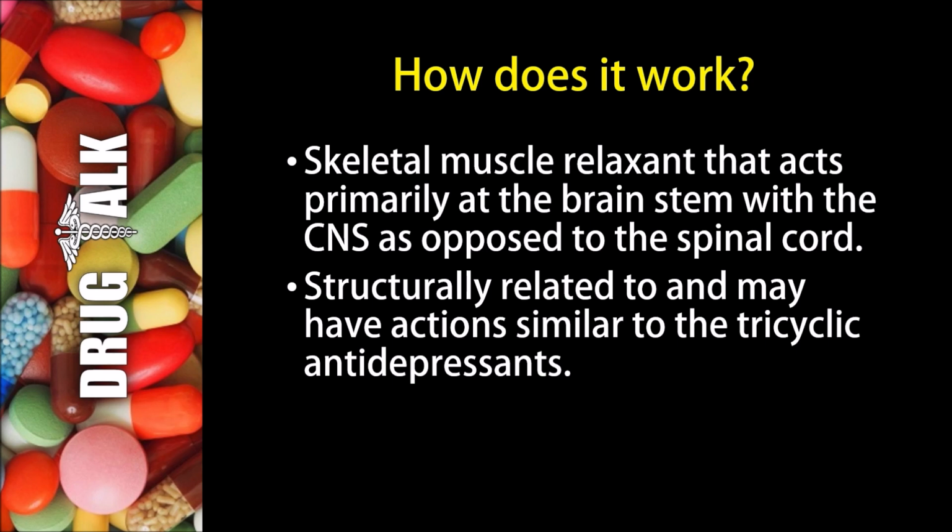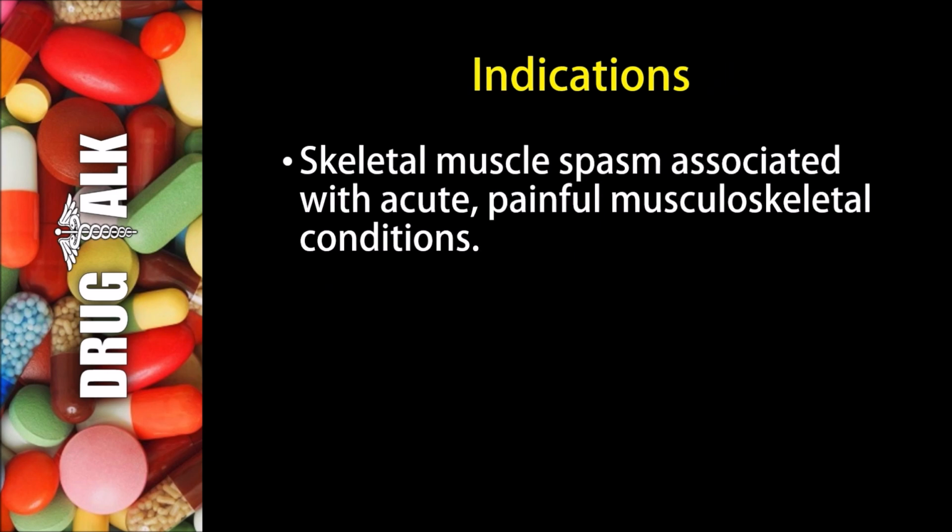So how does cyclobenzaprine or Flexeril work? Well, it's a skeletal muscle relaxant that acts primarily at the brainstem within the CNS or central nervous system, as opposed to the spinal cord. It's structurally related to and may have actions similar to the tricyclic antidepressants. So when would we see cyclobenzaprine be prescribed to a patient? So typically we see this medication given during a skeletal muscle spasm associated with acute, painful musculoskeletal conditions.